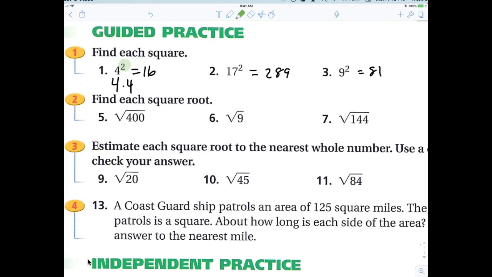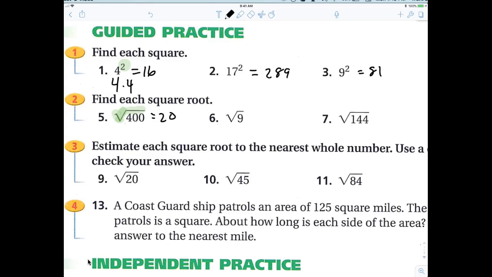Listen to me, that is what this symbol is right here. That's the square root. All right, so what is the square root of 400, guys? 20. Now, tell me why it is 20. Because 20 times 20 equals 400. Exactly correct. So basically what the square root is, it's finding the number that multiplied by itself is that number. Now what's the square root of 9?